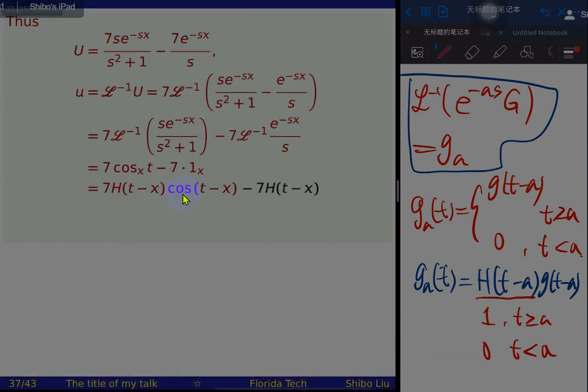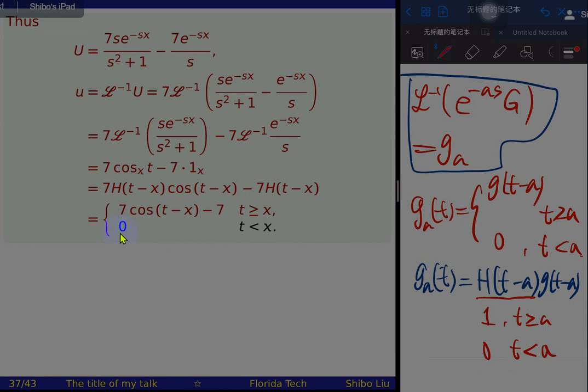Similarly, for the 7 term, the g is the constant function 1, therefore we don't need to write it. So this can also be given depending on t greater or equal to x and t less than x. When t is greater or equal to x, the H function is 1, therefore the result is 7 cosine t minus x minus 7. And when t is less than x, the result is 0. Okay, that is the solution of our problem.